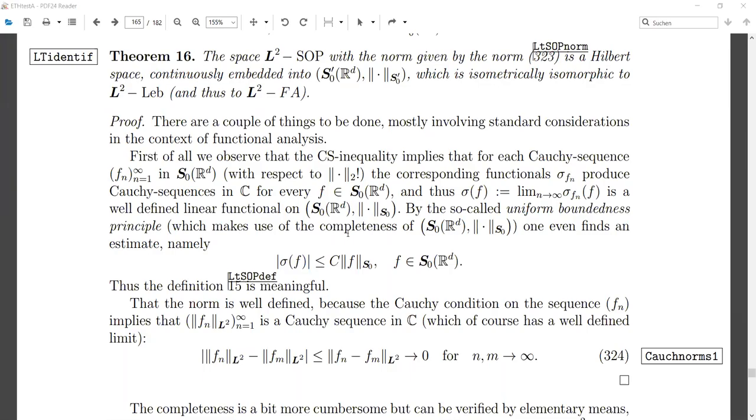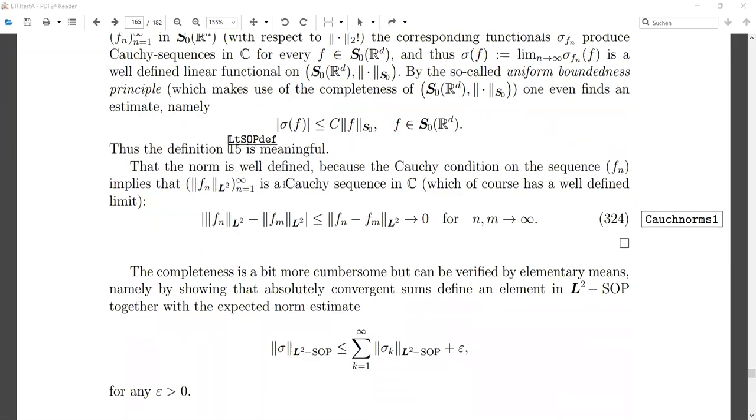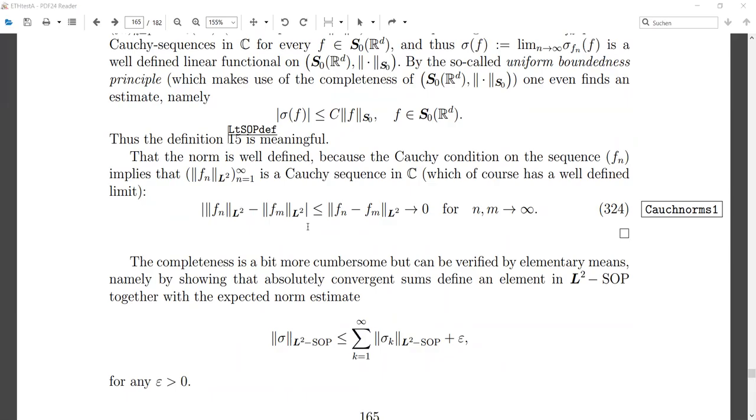Also, you should keep in mind that when you want to define a norm, you have to observe two things. I didn't do all the details. One is that it's really convergent. So is the limit of the norms existing? We know that two different elements are close to each other. So the difference between Fn and Fm in the L2 norm will be small. That's just the Cauchy condition.